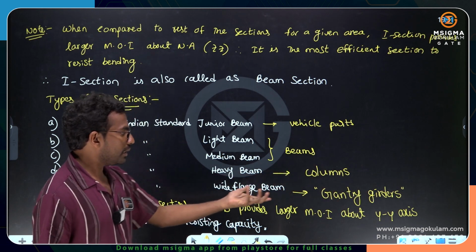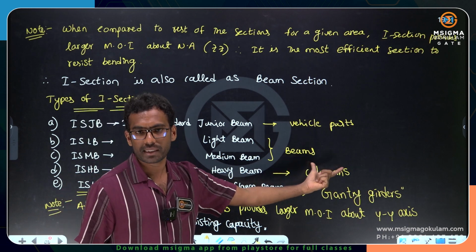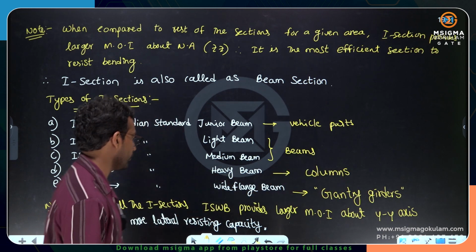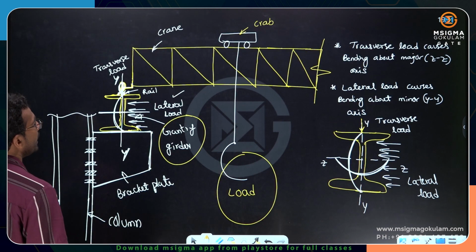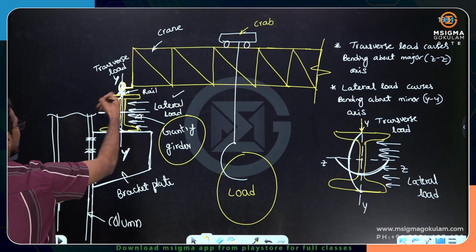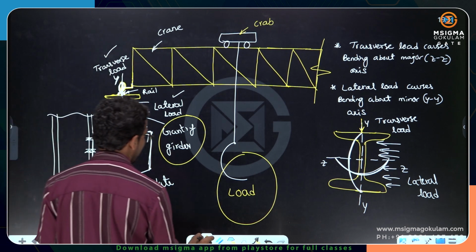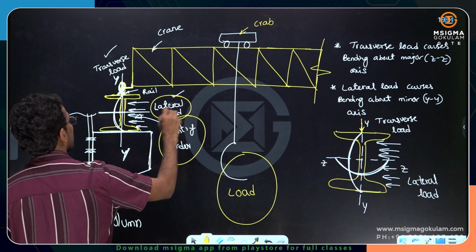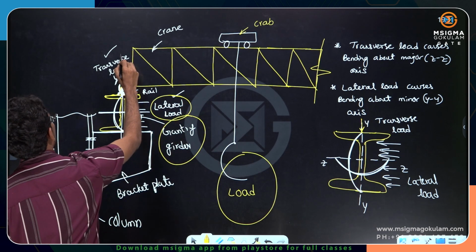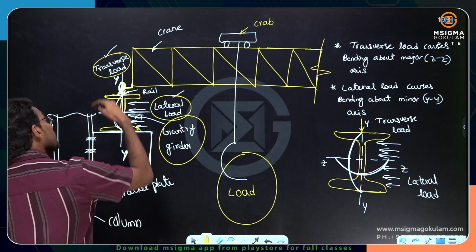Now, I told one more thing, I will explain that. Why are we providing heavy beam for columns? There is a reason. I will explain that now. Okay, I hope you understand. One of the questions asked in the GATE exam was, what are the loads acting on gantry girder? So, we have transverse load, that is one of the loads acting on gantry girder, and we have lateral load, that is another load acting on gantry girder, and we have even something called impact load.